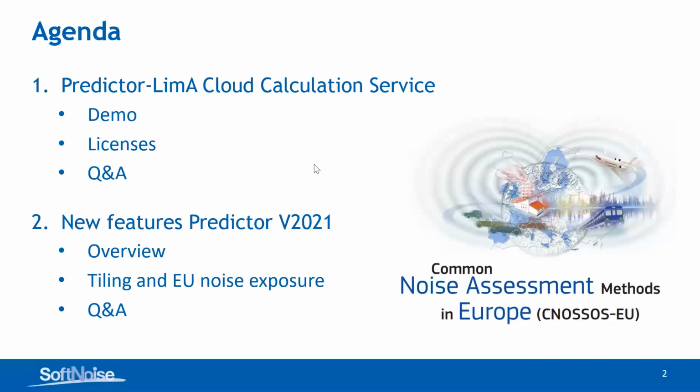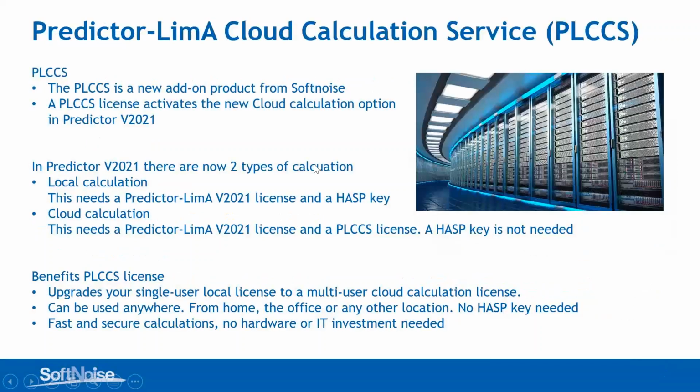So the Predictor LimA Cloud Calculation Service, PLCCS, is a new add-on product from SoftNoise. It's an add-on to an existing Predictor LimA license. A license on the cloud service activates the new cloud calculation option in Predictor, the new version of Predictor 2021. I'll demonstrate that to you later.